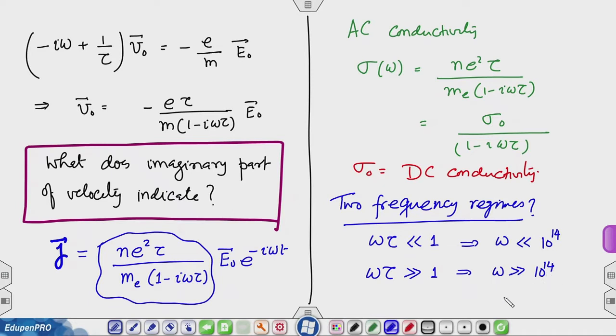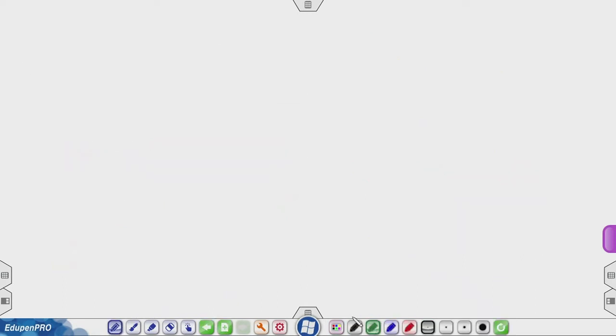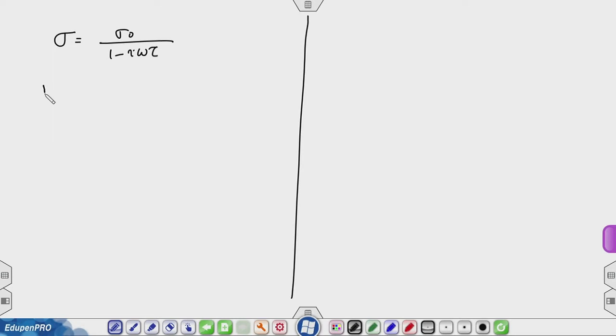And we are talking about electromagnetic waves or frequency of the order of ultraviolet or X-rays. What happens in these regimes? I have sigma equals sigma 0 over 1 minus I omega tau. So, sigma for omega tau much less than 1 is pretty much like sigma naught. So, your material is behaving like a regular conductor, it will heat up and things like those.